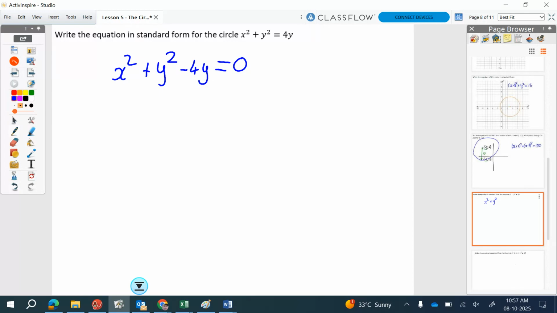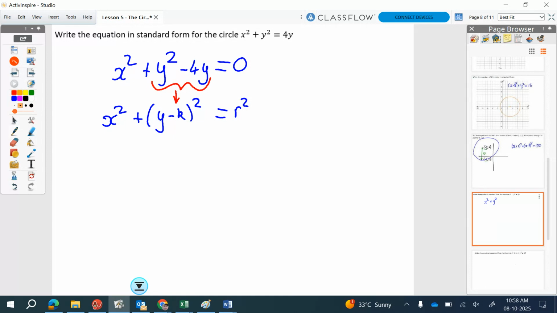Maybe the y is negative 4 on the other side. Okay, let's reverse it. We've got x squared, and we want y minus k all squared equals r squared. We want it to look like this. How can we go from that to that? Minus 2, minus 4. So if it's y minus k, it would be y minus 2.